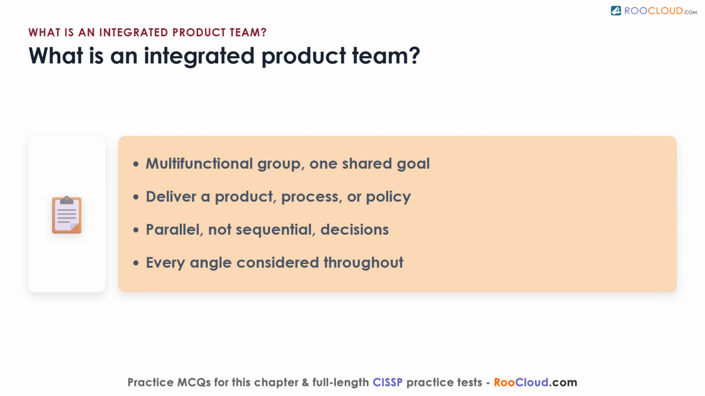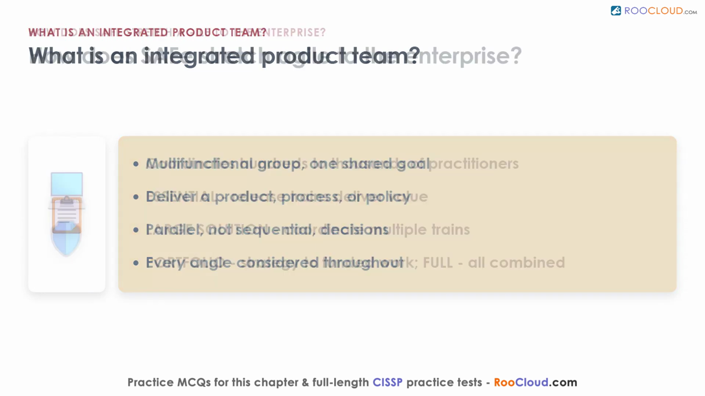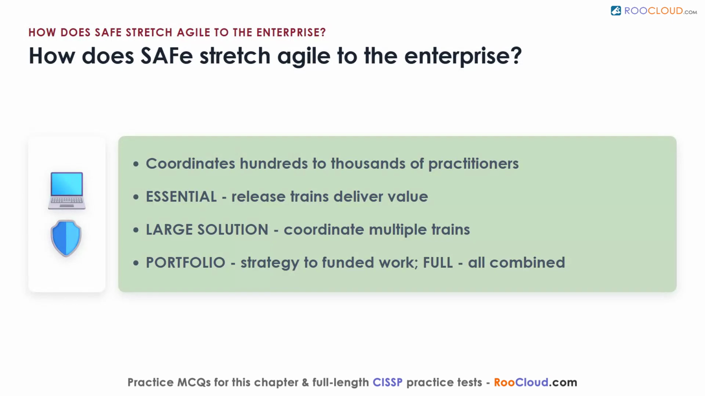Think of it as seating design, security, and operations at the same table from day one, rather than passing a document down a hallway. How does the scaled Agile framework stretch Agile to the enterprise? Large organizations struggle to run Agile across many teams at once, and the scaled Agile framework offers a structured way to coordinate hundreds or even thousands of practitioners.